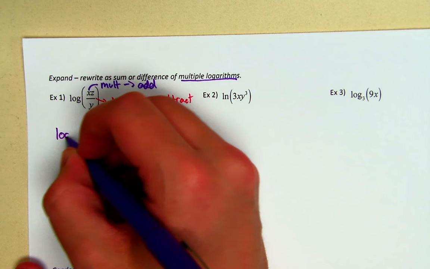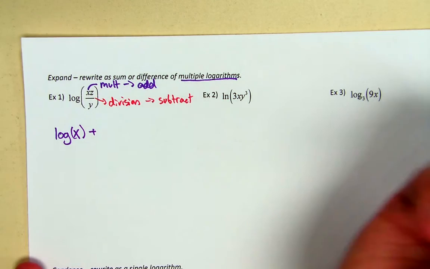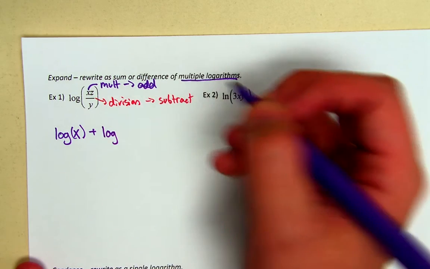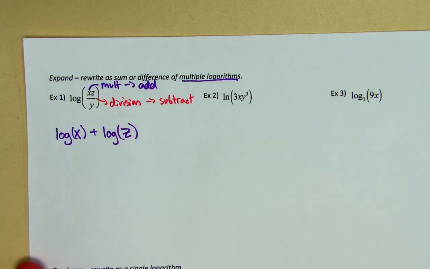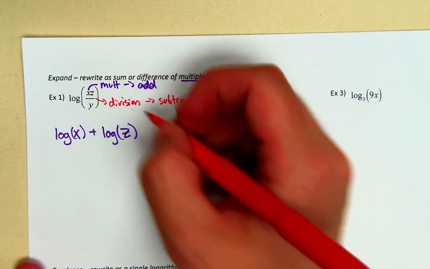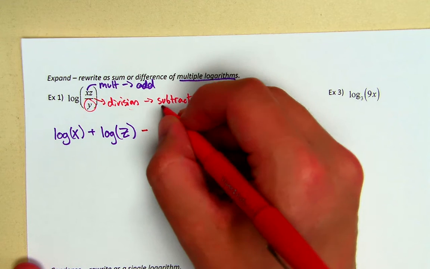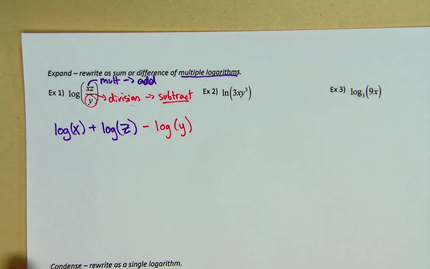So log x, I need to pull it apart as addition, plus log z, because I multiply them back together. Well, I had division. What am I dividing by? Y. So subtract, again, log of y. And I've pulled that apart.